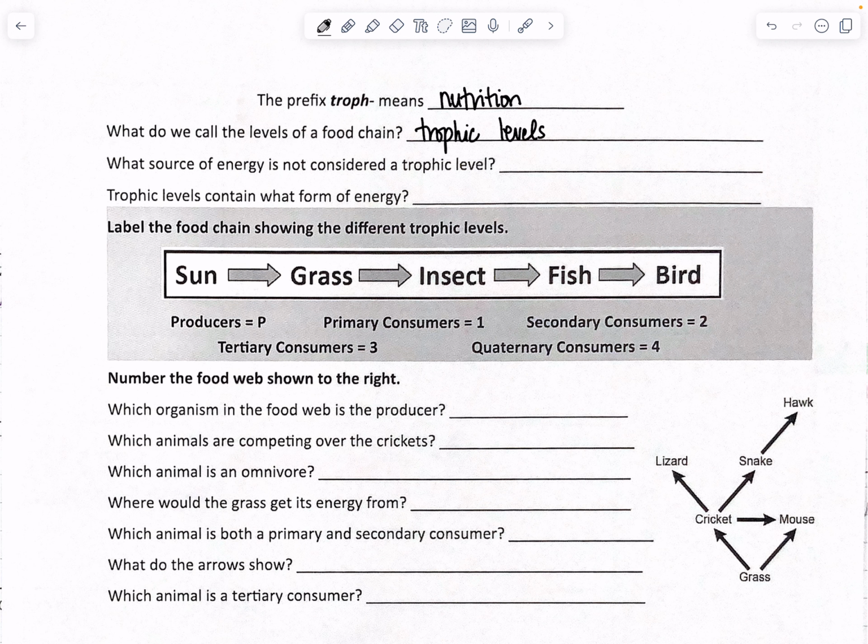Excuse me. What source of energy is not considered a trophic level? So the initial source, which always starts off as sun, is not going to be considered a trophic level. Remember, the sun gives us light energy. Trophic levels contain what form of energy? Chemical energy, because we're talking about food. Once we are talking about food, we are talking about chemical energy.